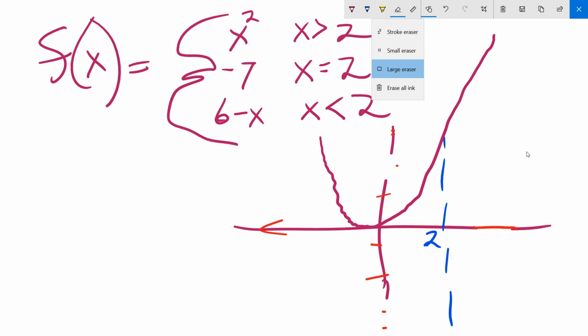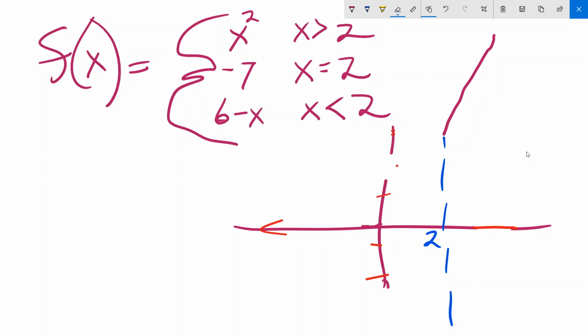In other words, the function I just graphed is x squared, correct? But it's not x squared when we're to the left of 2. It's only x squared when starting greater than there. Right. And now when x is equal to 2, the function is minus 7, right?